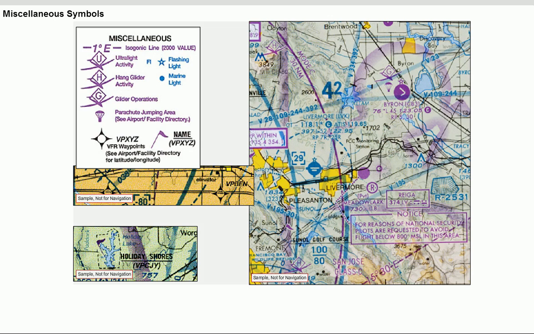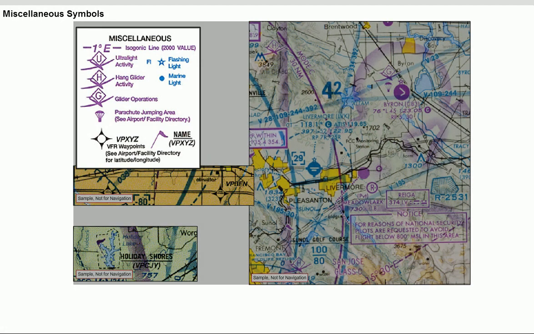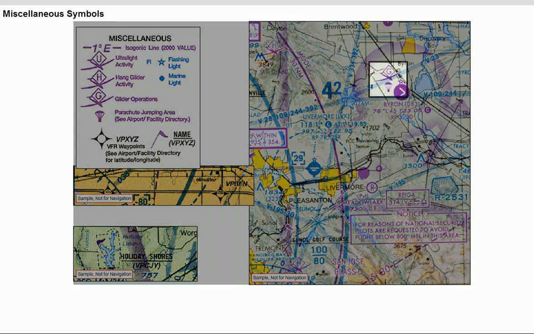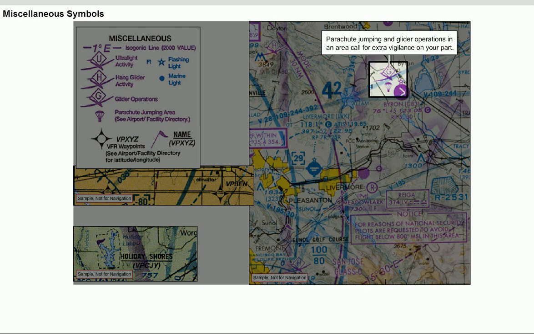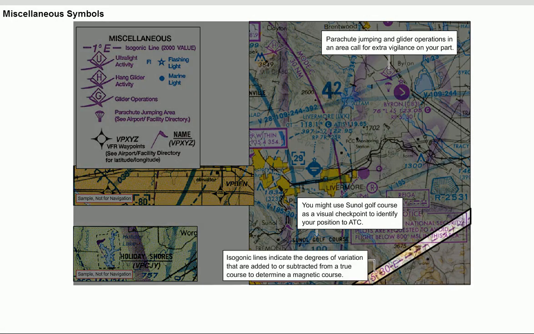Sectional chart legends include a variety of symbols that depict areas for activities such as parachute jumping, glider operations, and hang glider and ultralight activity. VFR waypoints, isogonic lines, and light symbols are included. For example, this sectional chart excerpt depicts a variety of miscellaneous symbols in the area around San Francisco International Airport. When parachute jumping and glider operations occur in an area in your flight path, practice extra vigilance. You might use Sunol Golf Course as a visual checkpoint to identify your position to ATC.